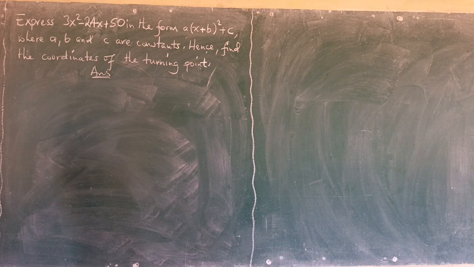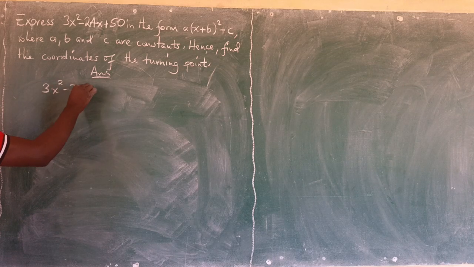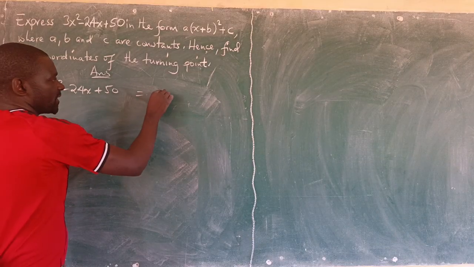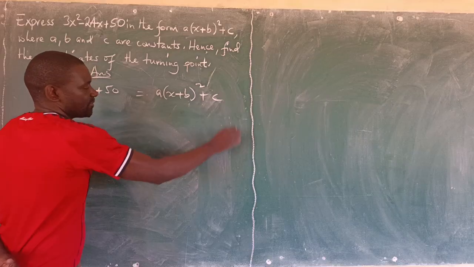Today I want us to look at the question which says: express 3x squared minus 24x plus 50 in the form a(x plus b) squared plus c, where a, b, and c are constants. Hence, find the coordinates of the turning point. Okay, so we have 3x squared minus 24x plus 50, and we want to show it in the form a(x plus b) squared plus c.